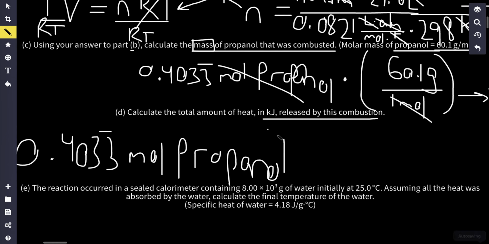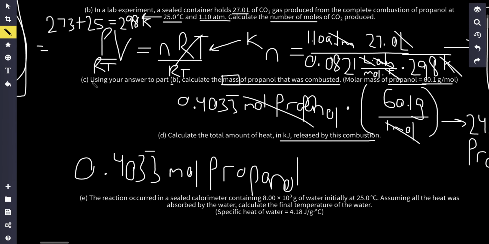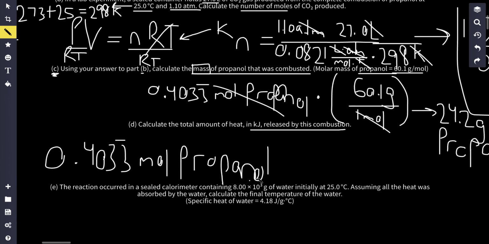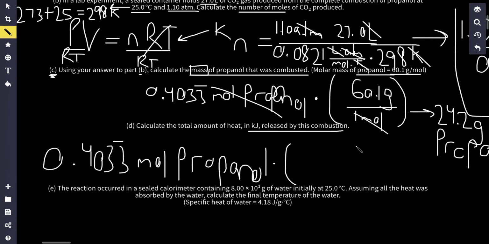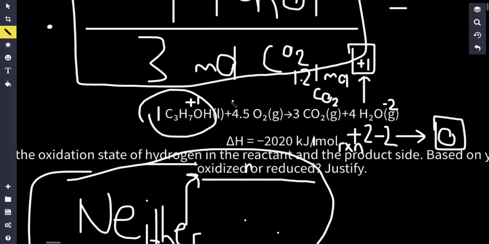Okay, so I just used the information from part C because we already calculated this, but we said how we had 0.4033 moles of propanol in my reaction. Now I can use a conversion factor, right? In order for me to get this much heat, I need to combust 1 mole of propanol. So if I have this much heat right over here, that means that I combusted 1 mole of propanol. That's all that means, right?